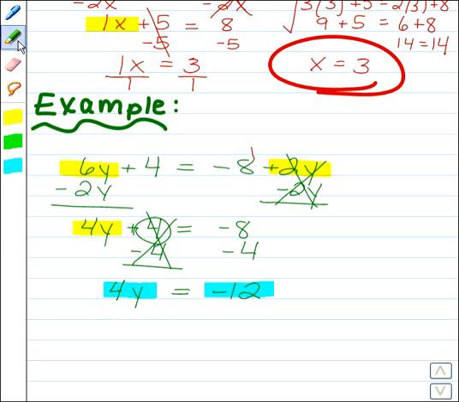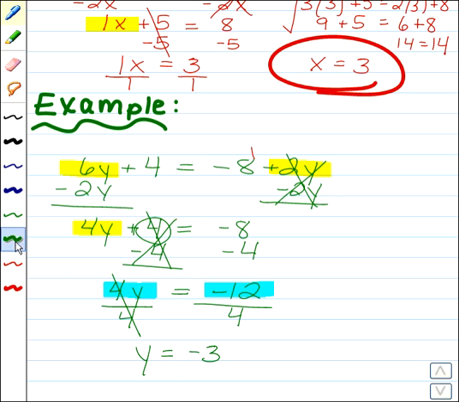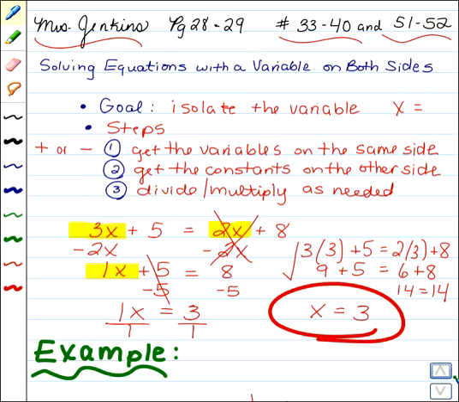So now we're ready to do that last step. The last step is to divide or multiply as needed. In this case, we'll need to divide by 4. That will cause the 4 to drop out, leaving us with just y. Divide the other side by 4 also, and we get that y equals negative 3. I hope that was the answer that you came up with when you worked through it too.